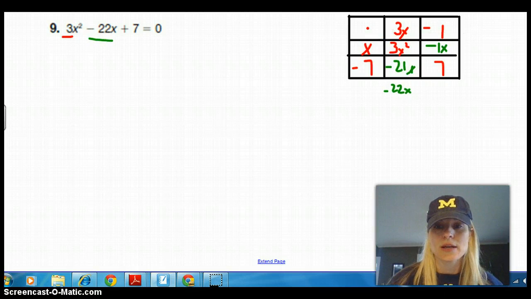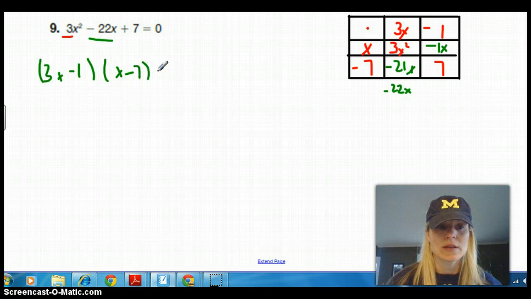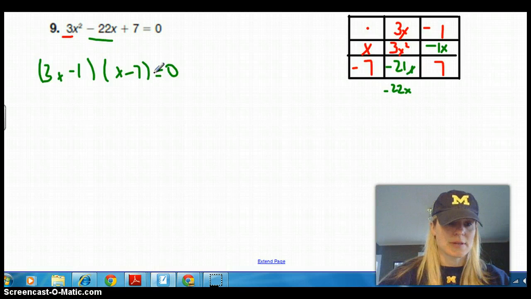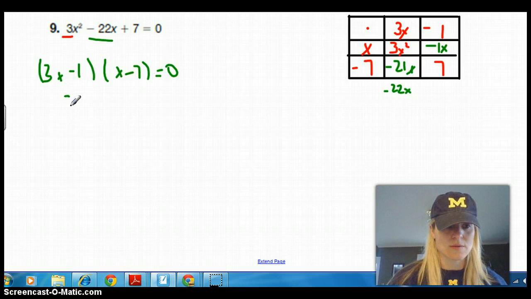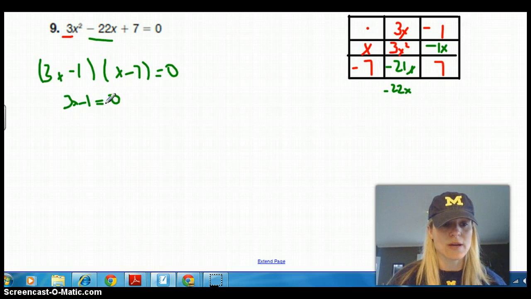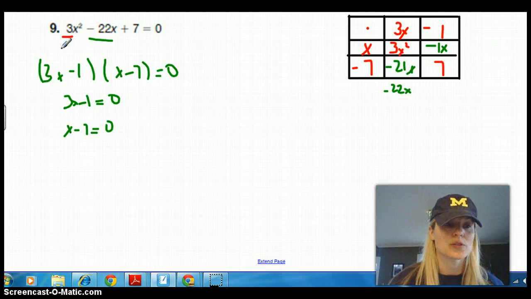So again, now I'm just going to write these. 3x minus 1 times x minus 7 equals 0. And then again, you need to set each one of these equal to 0 and solve for x. And I want you to do that on your own. Set 3x minus 1 equal to 0 and solve for x. And then x minus 7 equal to 0 and solve for x and identify your two roots.